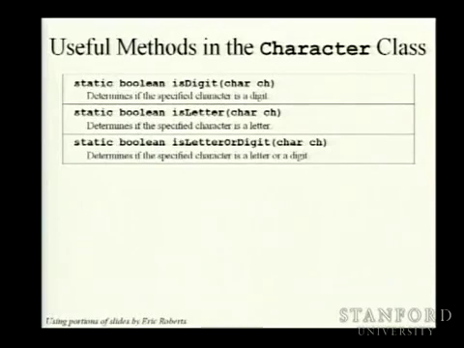Okay? So real quickly, you can check to see if a character is a digit, is a letter, or is letter or digit. That's good for validating some inputs if you want the user to type in something in particular. These take in characters and return booleans. Question?